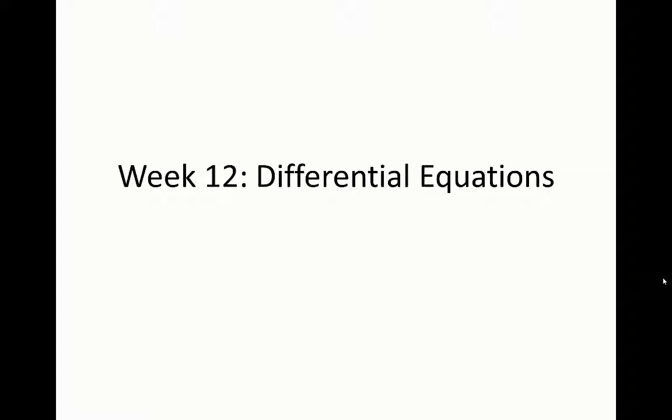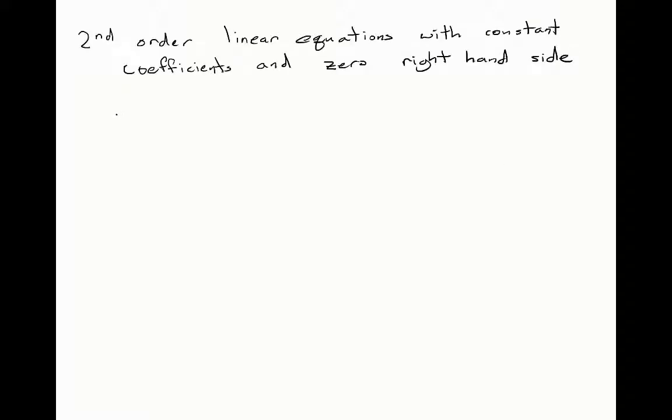That's a mouthful, so I'm going to write that down. I'm going to write out a general example of this type of equation, and then we'll talk about what that actually means. This is a second order equation because the highest order derivative in this equation is the second order derivative, because we have d squared y dx squared.